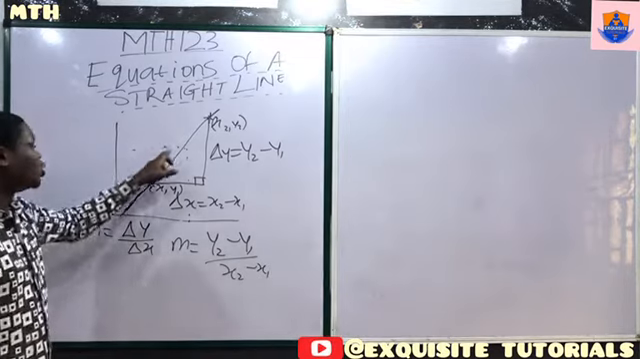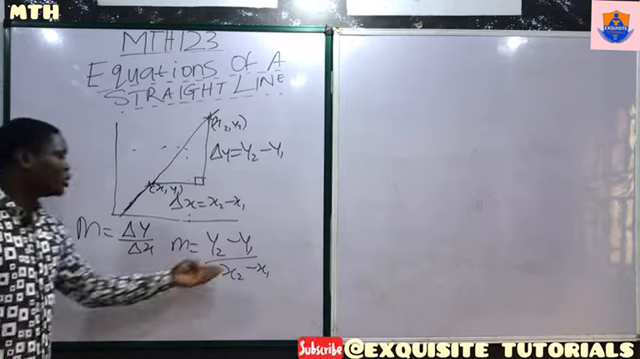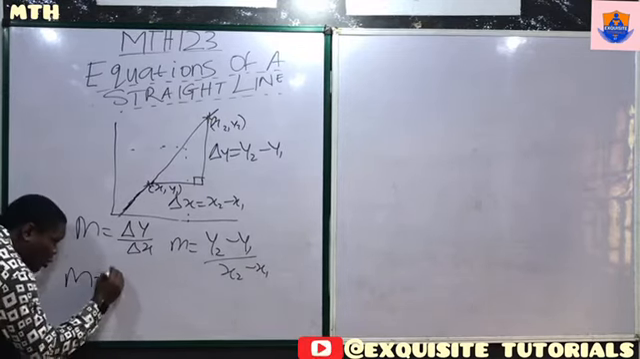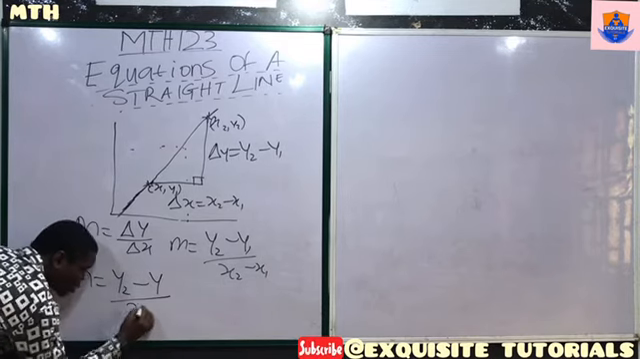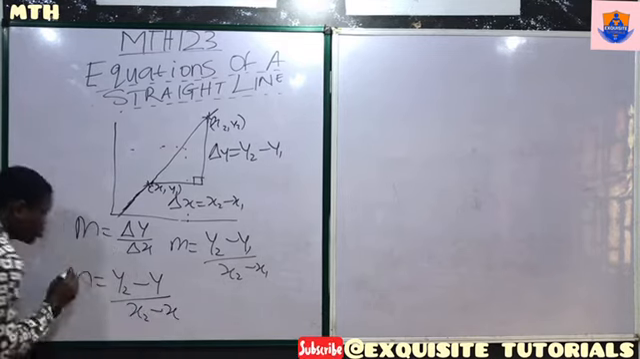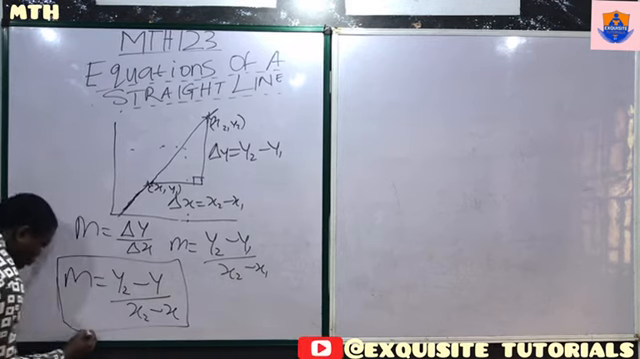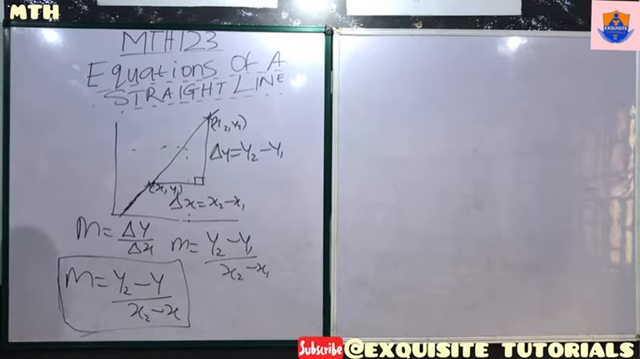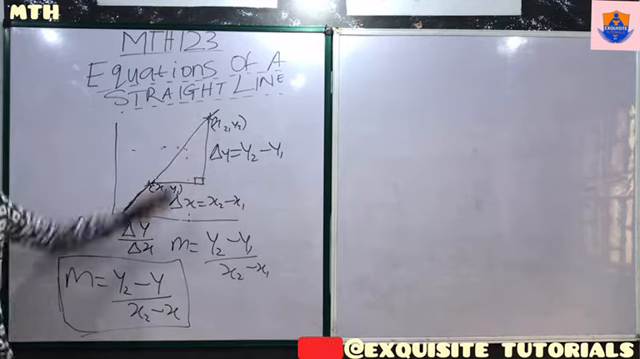For every y I choose, I must get an x, which will pass through this point. So this becomes the first equation of the straight line, which is y2 minus y all over x2 minus x. This is the first equation of a straight line. Since I know that for every y and x, it must touch this line somewhere.